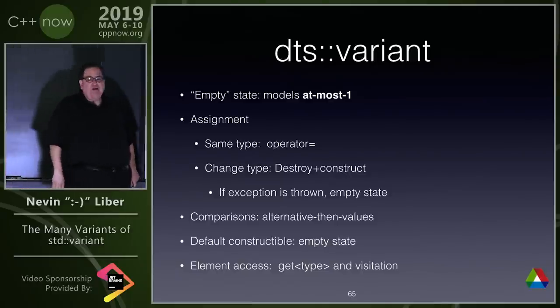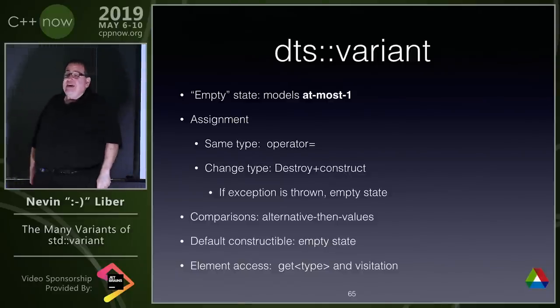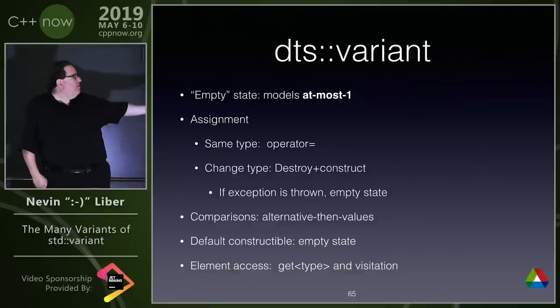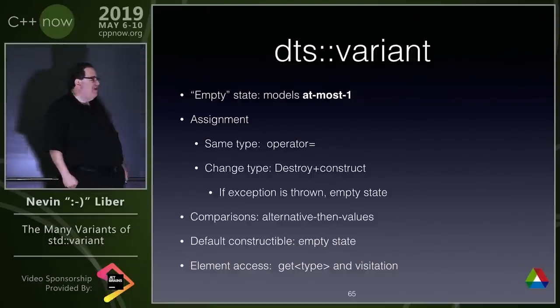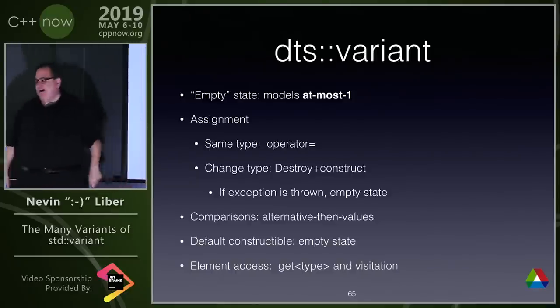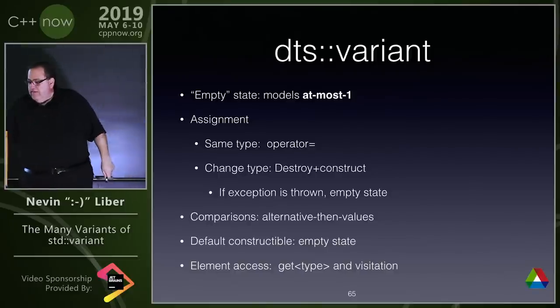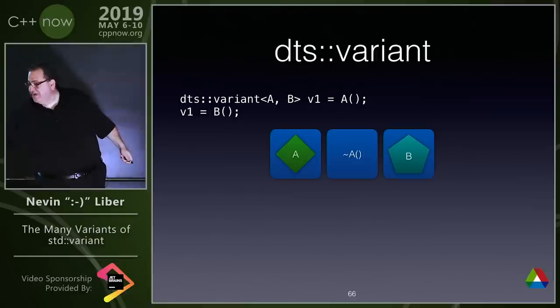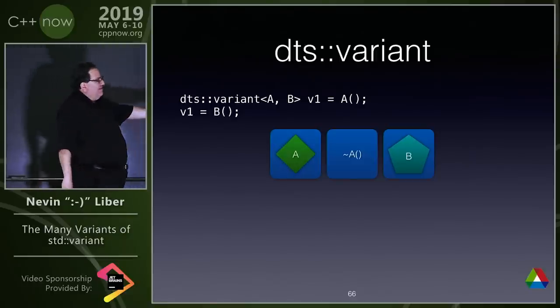So ours modeled at most one. It did have an empty state, and that was the default constructible state. And we always did destroy then construct. Our comparisons were like Boost: first the slots and the values. And we had visitation, as well as get. So this is pretty easy.